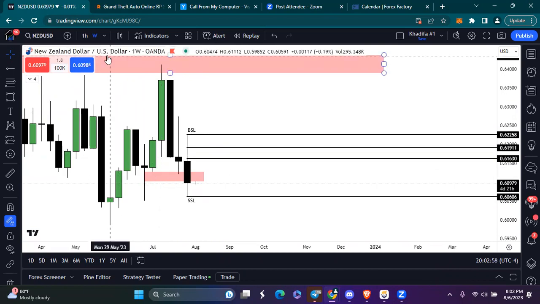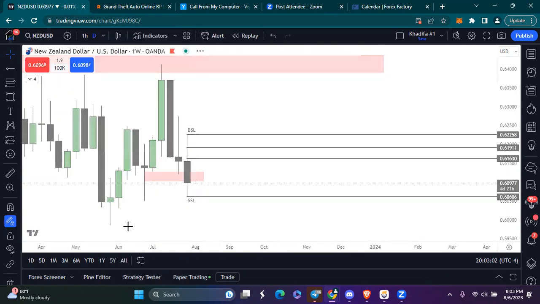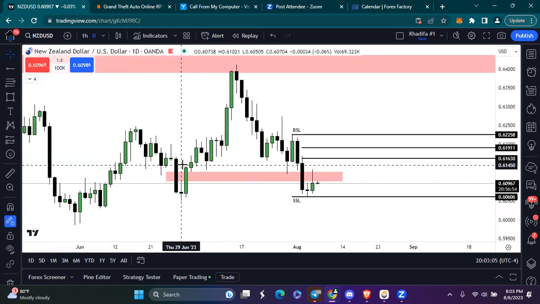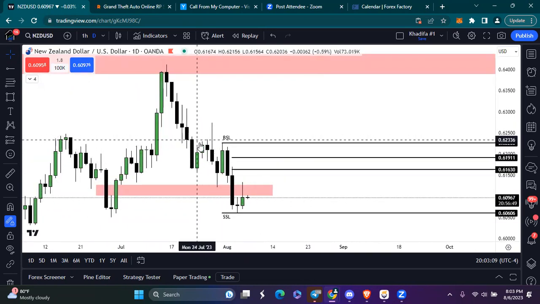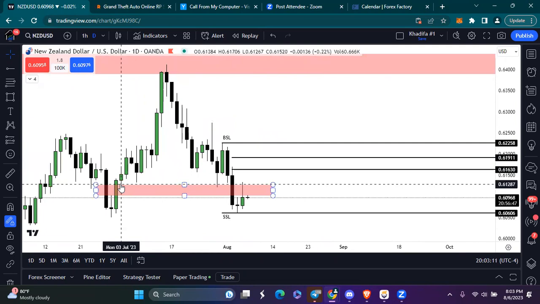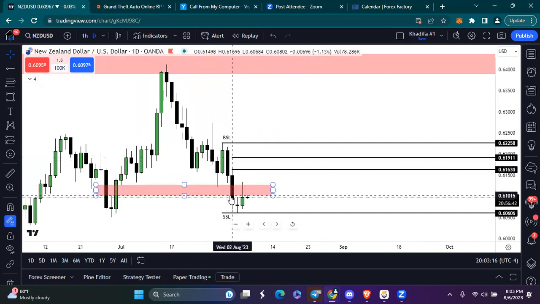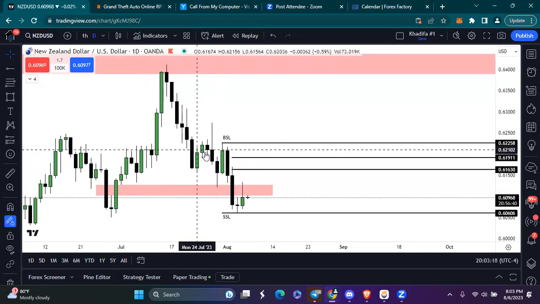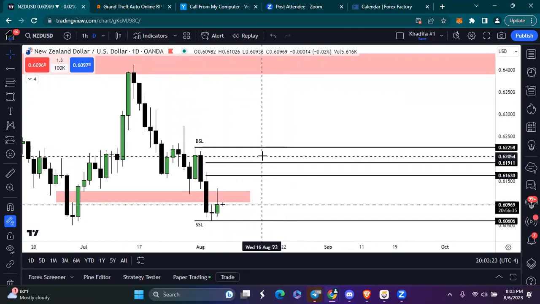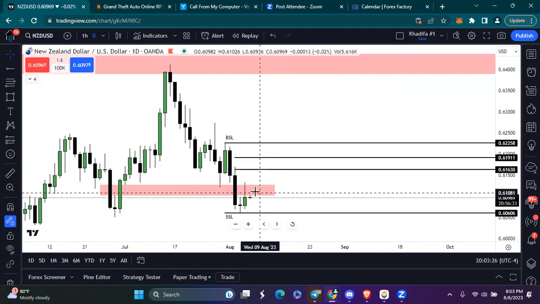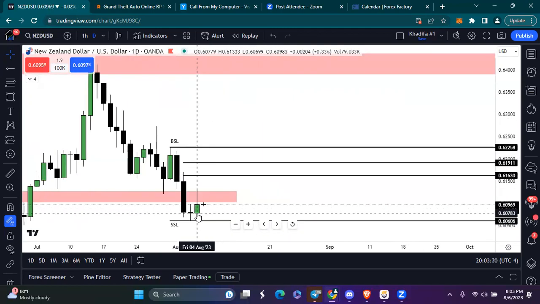a daily fair value gap from last week's price range, right? Right here. So the fair value gap isn't from last week's price range, but we dipped into the fair value gap during last week's price range. And so what I am expecting for us to do is continue lower to run last week's sell side liquidity.